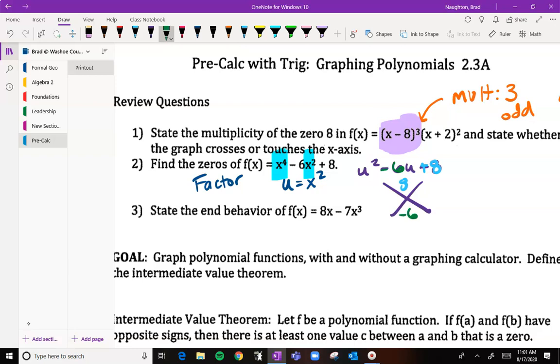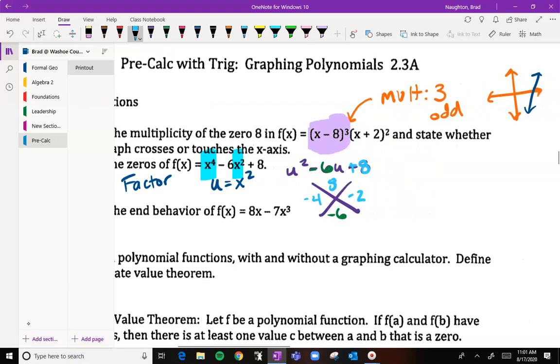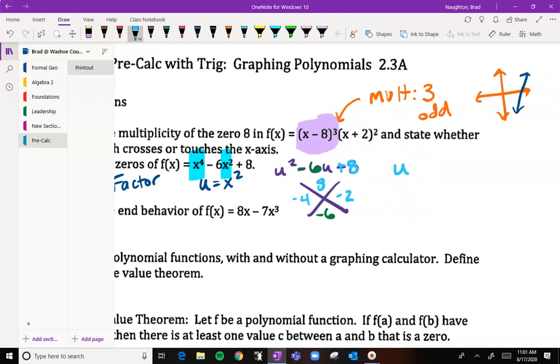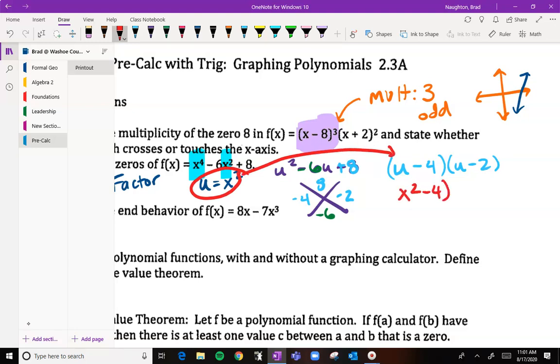That goes on the bottom. That is obviously going to be negative 4 and negative 2. Now we have U minus 4, U minus 2. Well, we said U was x squared, so I'm now going to put that back in. Cool. Now that it's back in, this is a perfect square, so x minus 2, x plus 2.